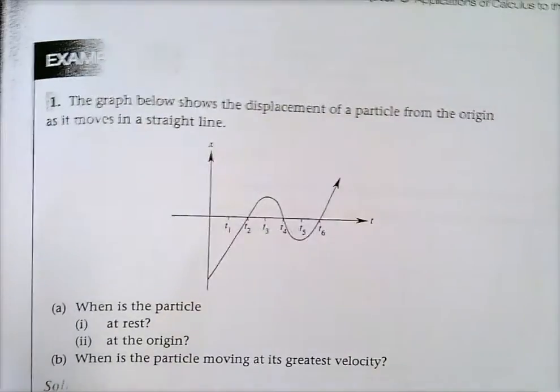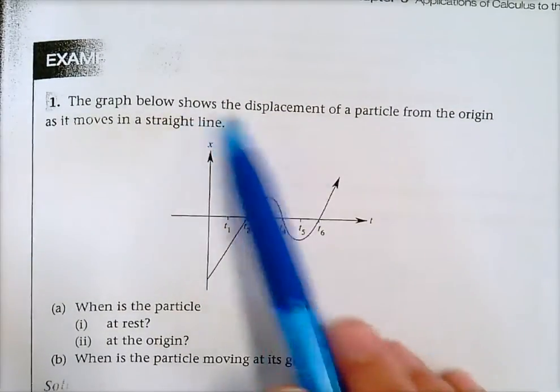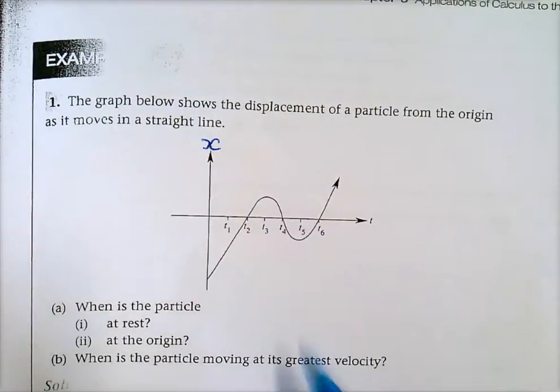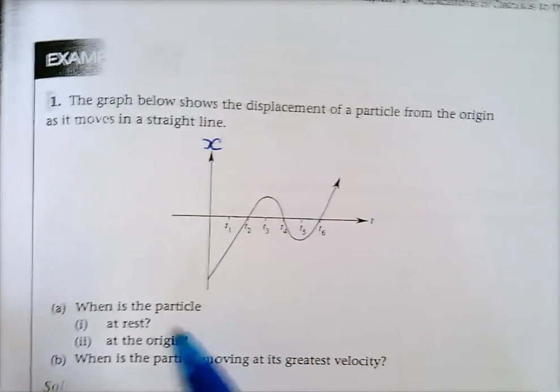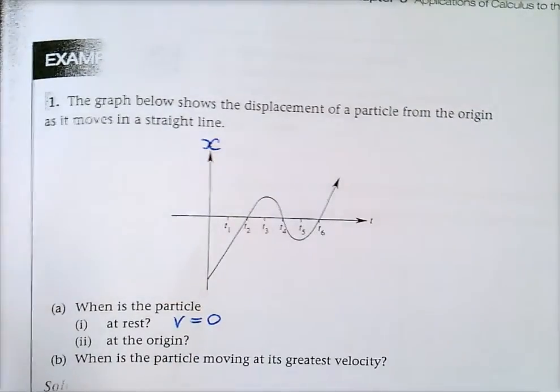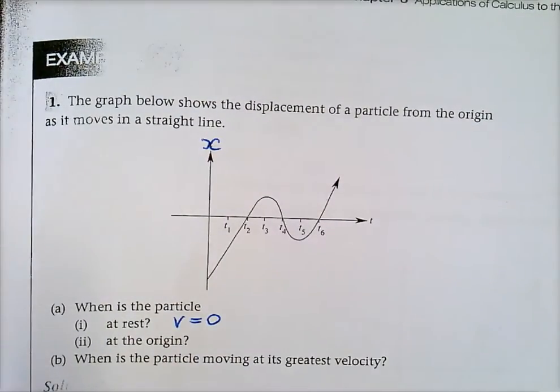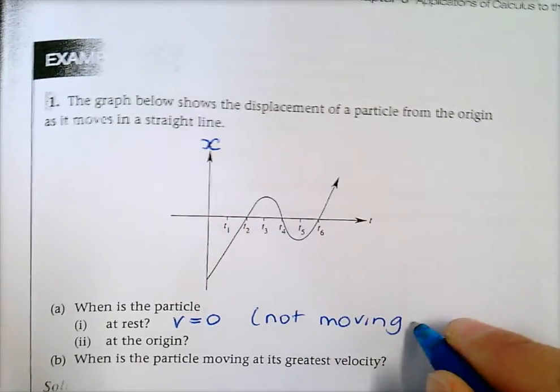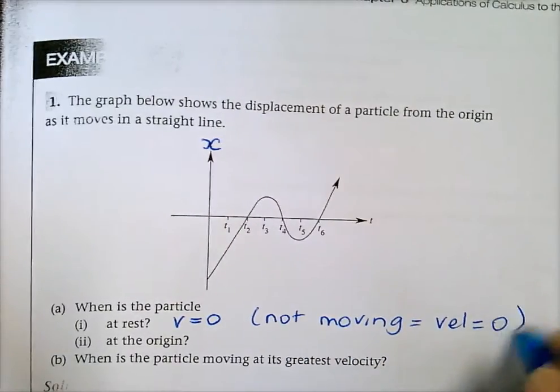So it's example 6.5. The graph below shows the displacement of a particle. So this is x versus time. Girls, you can see when is the particle at rest. What does at rest mean? X is 0, V is 0, or A is 0? No, at rest means V is 0. Rest means not moving, meaning velocity is 0.